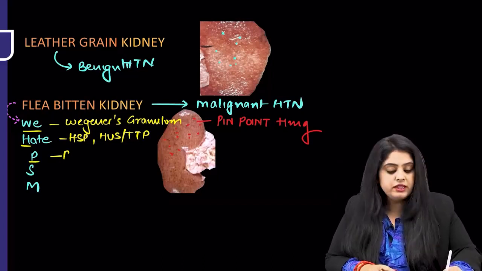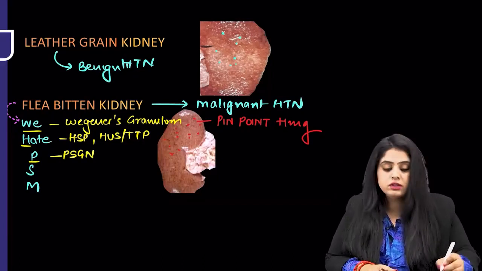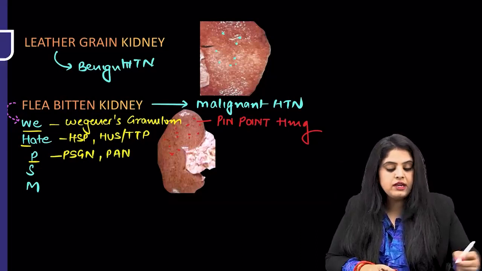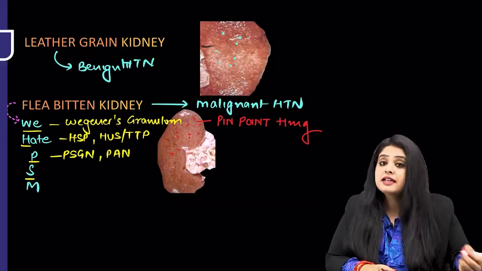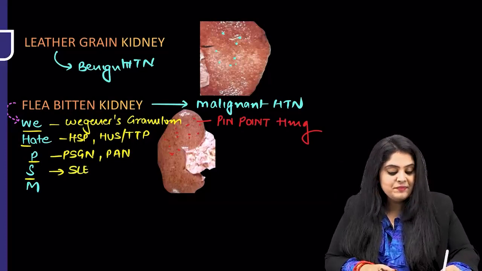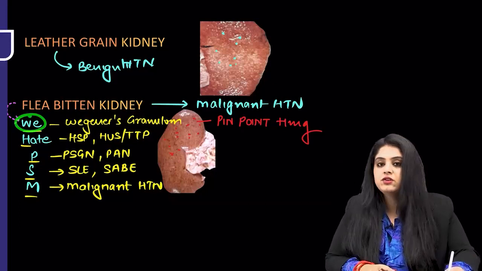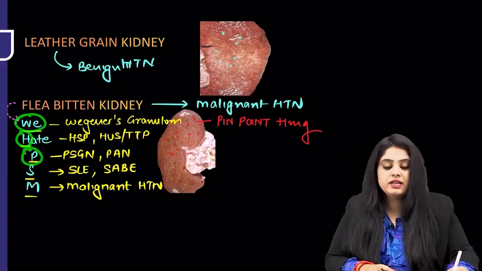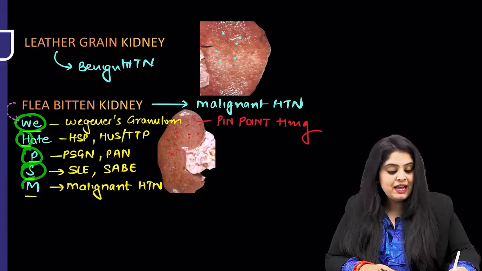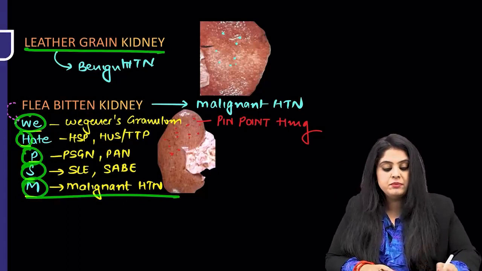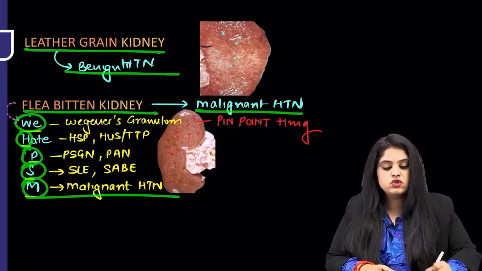P again for two things. PSGN, post-streptococcal glomerulonephritis, and polyarteritis nodosa. S again for two things. There is SLE and subacute bacterial endocarditis. And finally M. What is M? M is going to be for malignant hypertension. So repeating once again, Wegener's granulomatosis, HUS-TTP, and obviously a case of HSP, PSGN and PAN, SLE and SABE, and malignant hypertension. So benign hypertension, leather grain, malignant hypertension, flea bitten.